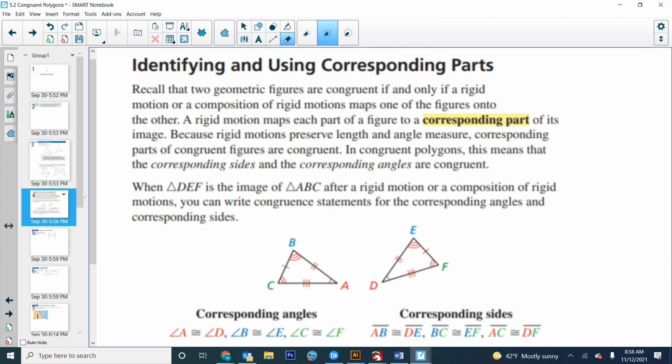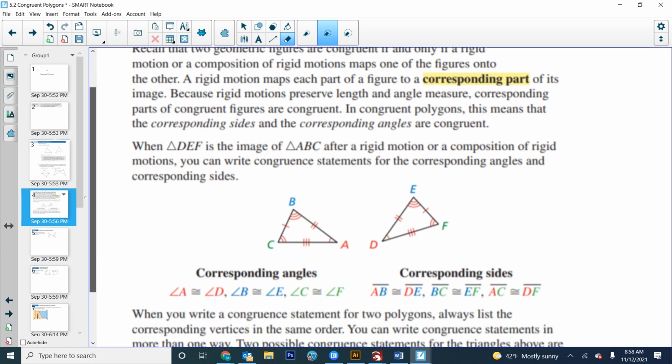So if I look up here at this picture and I say, look at triangle ABC and triangle DEF, what's the corresponding angle with angle A? Mackenzie, what do you think? What goes with A? D. Let's check it out. A has a single arc mark. Did you say D? D. Perfect. Single arc mark. A goes with D. B goes with E.